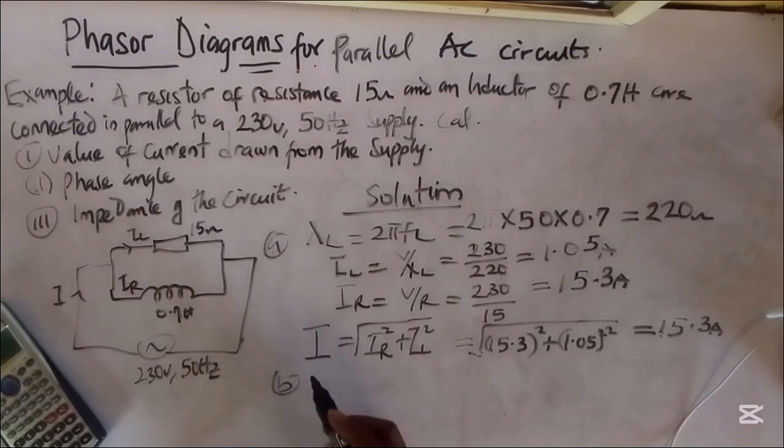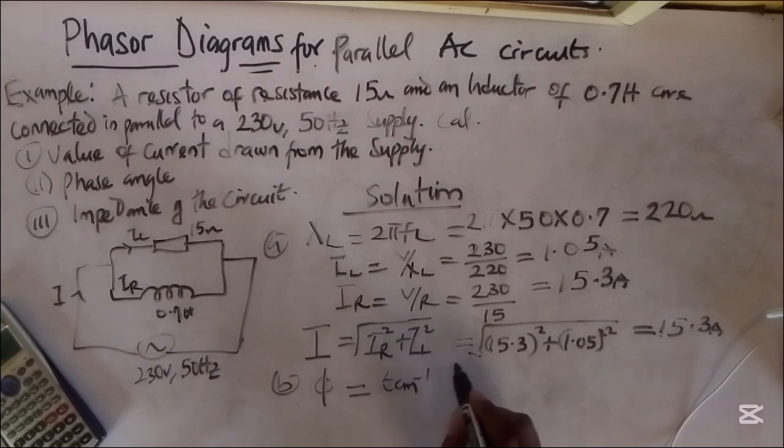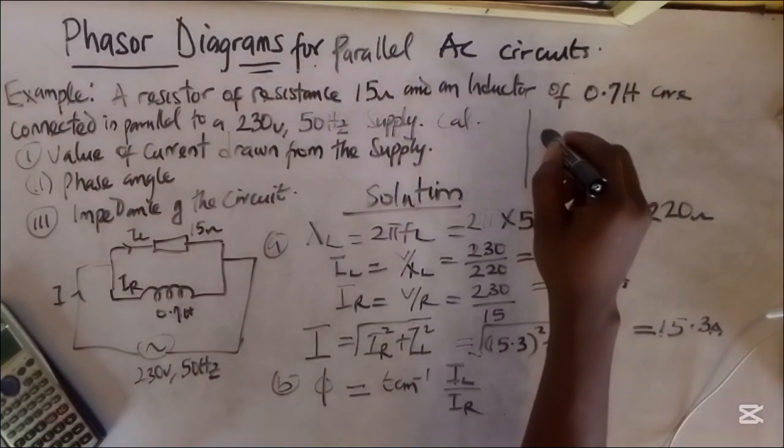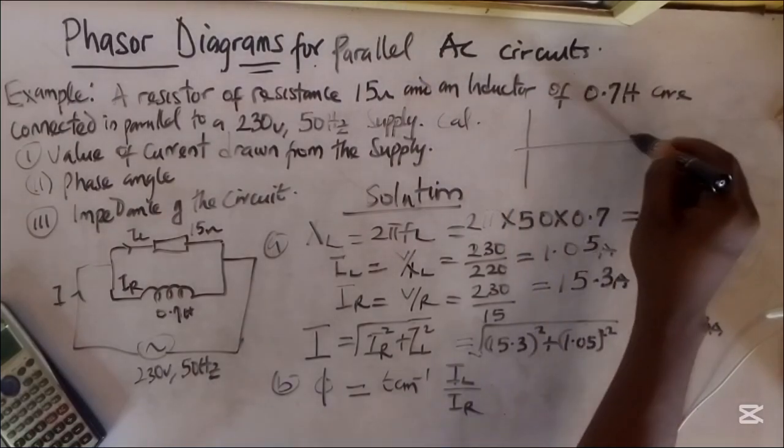Alright, up next we are asked to calculate the value for our phase angle. Phase angle is simply phi from the graph we drew the last time, and we said we can get that from the tan inverse of what? IL over IR. Remember, we had the graph that looks somewhat like this.